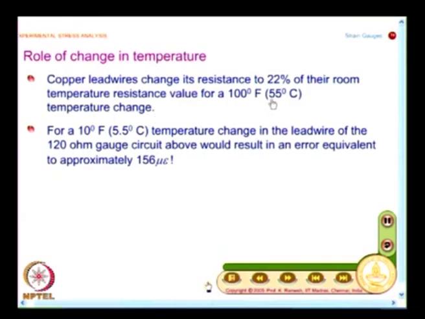So, if there is a change of 55 degree centigrade, the resistance will change by 22%. We will not look at a change of 55 degree centigrade, we will just look at a change of 5.5 degree centigrade change in temperature. If I consider it for a lead wire connected to a 120 ohm gauge circuit, a 5.5 degree centigrade change would result in an error equivalent to approximately 156 micro strain. It is not small.